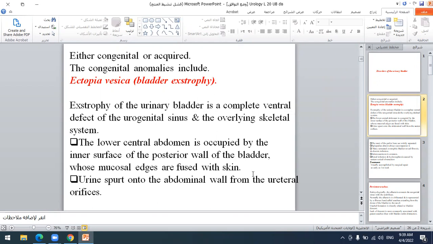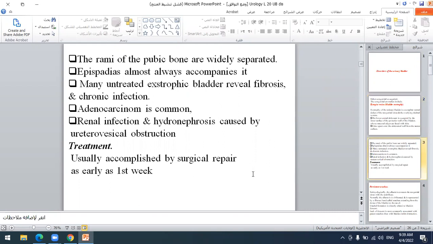Exstrophy of the urinary bladder is a complete ventral defect of the urogenital sinus and the overlying skeletal system. The lower central abdomen is occupied by the inner surface of the posterior wall of the bladder, whose mucosal edges are fused with the skin. Urine spouts onto the abdominal wall from the urethral orifice. The rami of the pubic bone are widely separated.